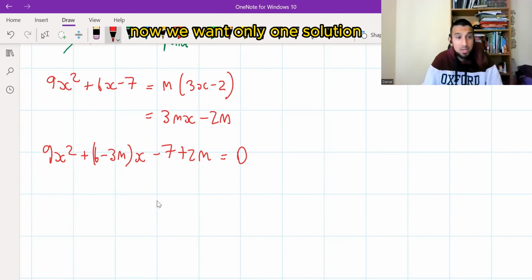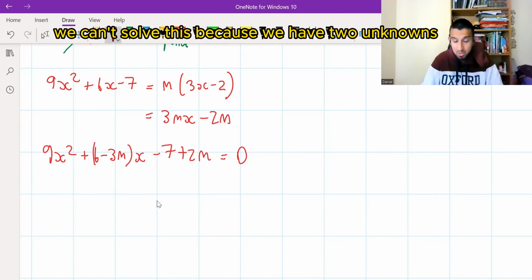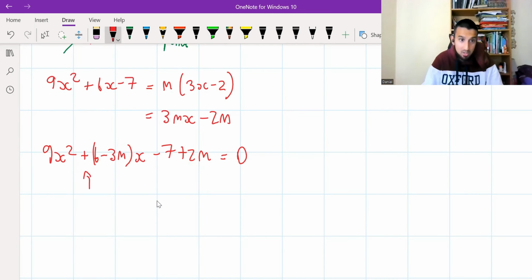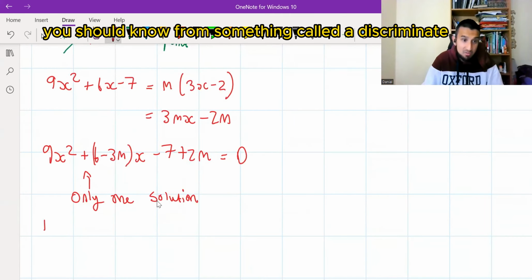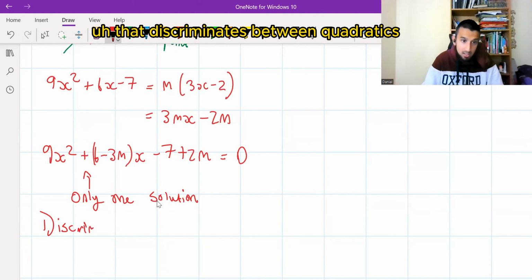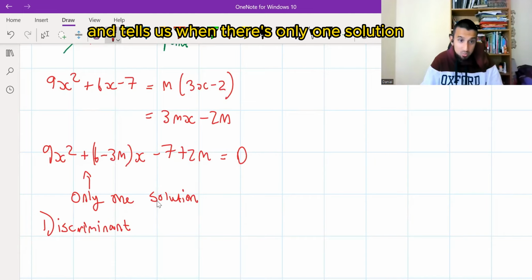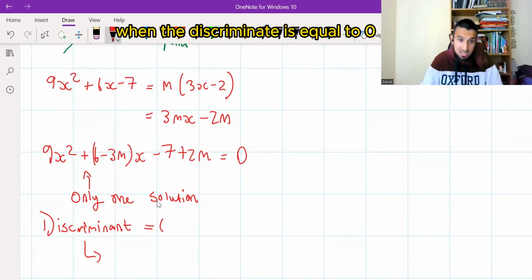Now, we want only one solution. We can't solve this directly because we have two unknowns. However, we have a bit of information: we only want one solution. You should know from something called a discriminant, which discriminates between quadratics and tells us when there's only one solution. There's only one solution when the discriminant is equal to 0.